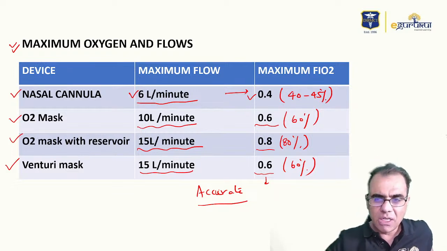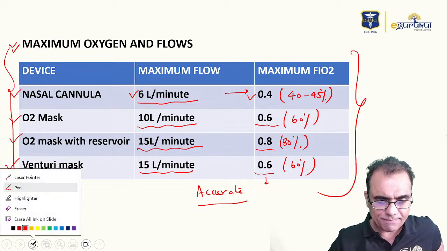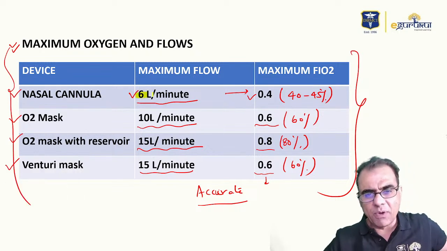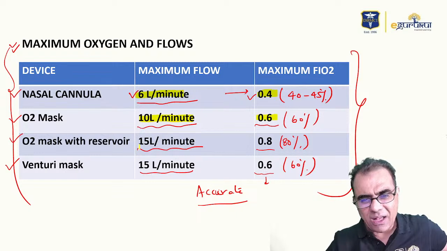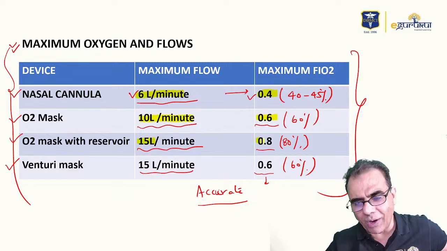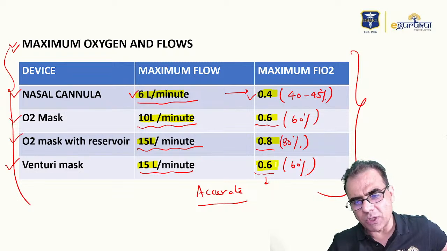So this table you have to know. For nasal cannula, maximum flow is 6 liter and maximum output is 0.4. Simple oxygen mask, 10 liter, 0.6. Mask with reservoir, 15 liter, 0.8 maximum output. Venturi mask, 15 liter and the maximum output is 0.6.